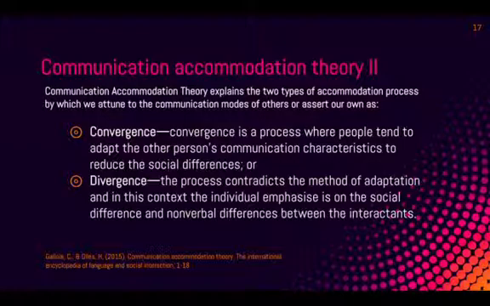Communication accommodation theory explains the two types of communication process that we're talking about here, by which we attune to the communication modes of others or assert our own: convergence and divergence. Convergence is a process where people tend to adapt to the other's communication characteristics to reduce social differences. In the case of divergence, we contradict the method of adaptation, emphasize the social and nonverbal differences between us and whoever we're talking to, usually to assert dominance.